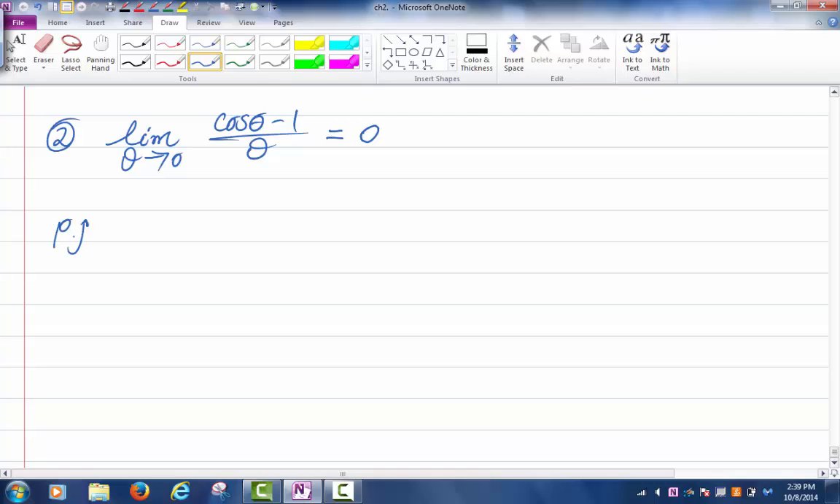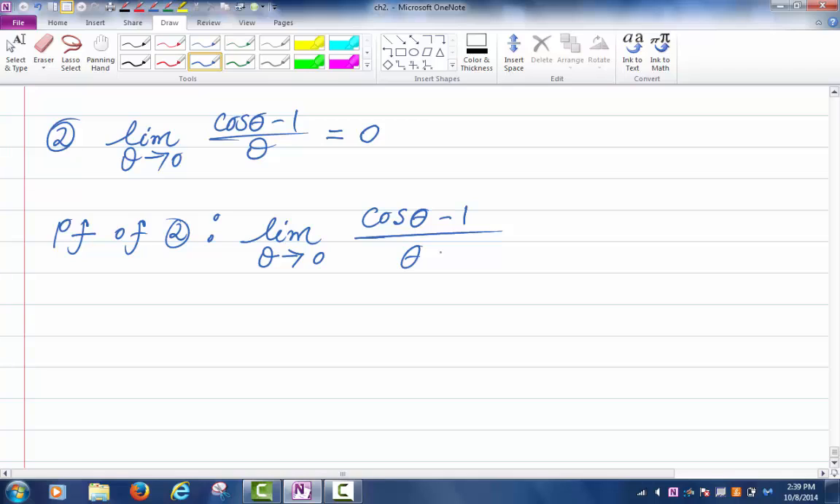Proof of 2. So you're looking at the limit as theta goes to 0 of (cosine theta - 1) over theta. We are going to assume that we already have justified number 1. So we can use 1 in this one. How do I compute this limit? If I plug in 0 for theta, what do I get? If I plug in 0 for theta, I get 0 divided by 0.